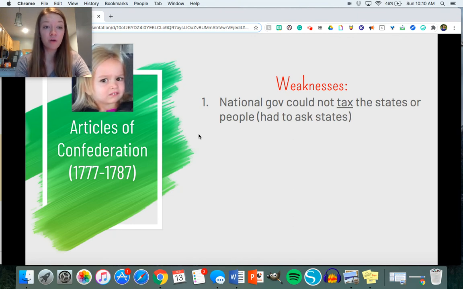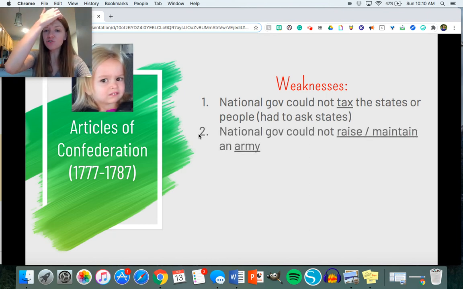So all that the national government could do was ask the states for money. And imagine that, right? Because the states could say no. So the government really couldn't do much because it didn't have the money to. The national government could not raise or maintain an army.